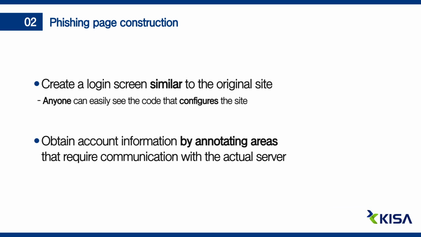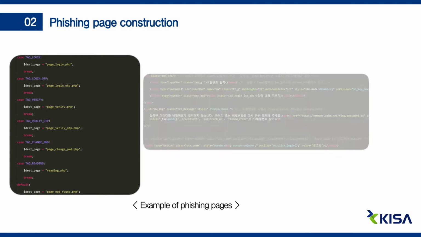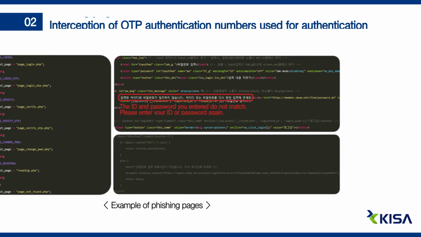Afterwards, all parts that require communication with the actual server are commented out so that they do not work, and then only the code in the account information input part is modified. The sample data shown in this slide shows the phrase "login failed" when entering account information on a phishing page and redirects to a regular page. You can also see that the program does not run OTP authentication by annotating some parts of the code.